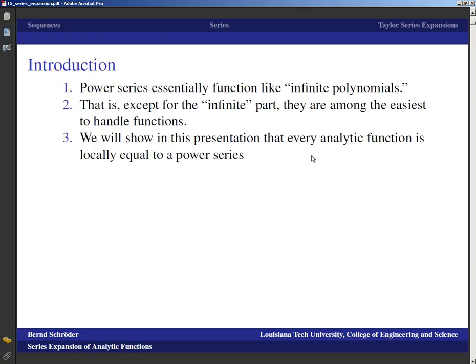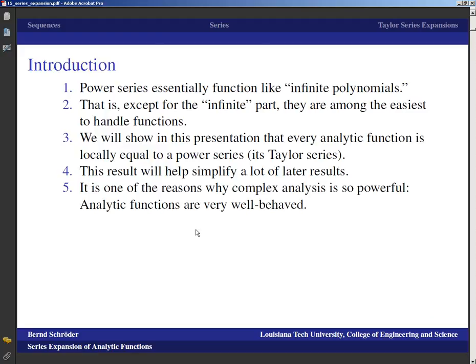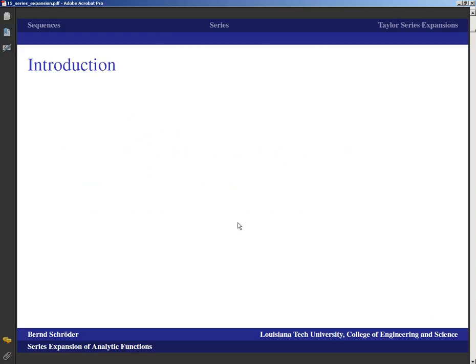Okay, we will show in this presentation that every analytic function is locally equal to a power series, as I mentioned, and that is its Taylor series. And that will simplify a lot of later results, and again, simplify in the sense that it makes a lot of things possible, not in the sense that computations necessarily only take 2 or 3 lines. And this simplification is one of the reasons why complex analysis is so powerful, and that's just that the analytic functions are very well behaved.